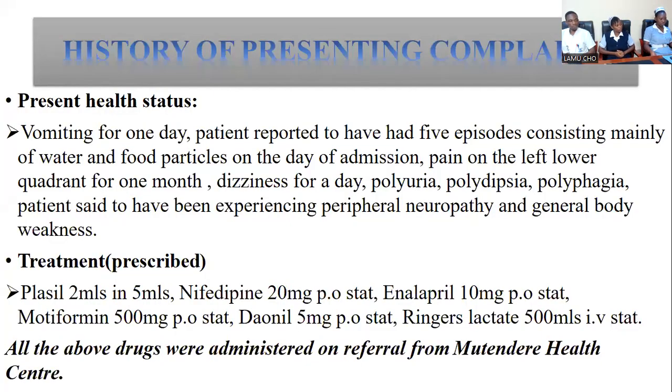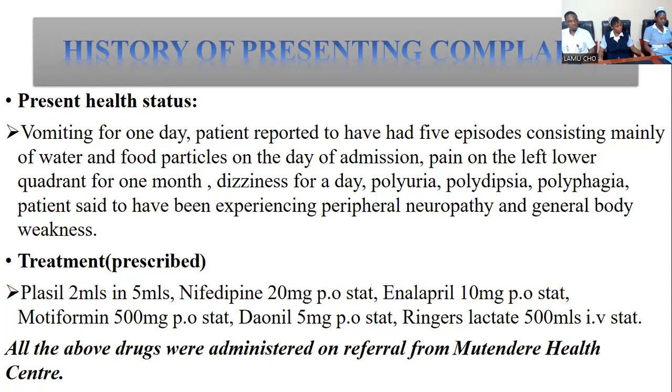We go to the history of presenting complaint. Under the history of presenting complaint, we have present health status. Vomiting for one day; the patient reported to have had 5 episodes consisting mainly of water and food particles on the day of admission, pain in the left lower quadrant for 1 month, dizziness for one day, polyuria, polydipsia, polyphagia. The patient says she has been experiencing peripheral neuropathy and general body weakness.